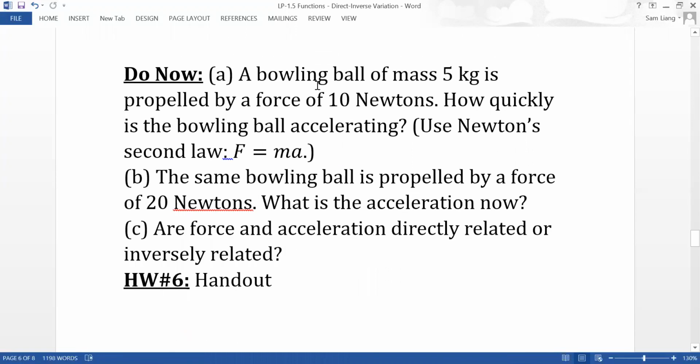So a bowling ball of mass 5 kilograms is propelled by a force of 10 newtons. How quickly is the bowling ball accelerating? We're going to use Newton's second law, F equals ma, which you may have seen in physics class, but if not, you will see it soon. Part B is the same bowling ball is propelled by a force of 20 newtons. What is the acceleration now? And part C is, are force and acceleration directly related or inversely related, which will bring us into our definitions for today. Okay, so pause the video now to try it on your own, but I'm going to jump to the solution now.